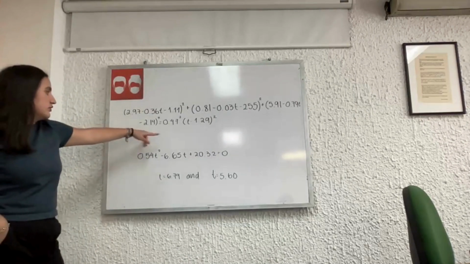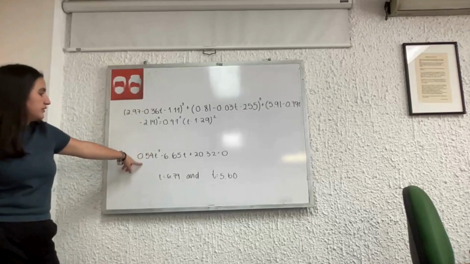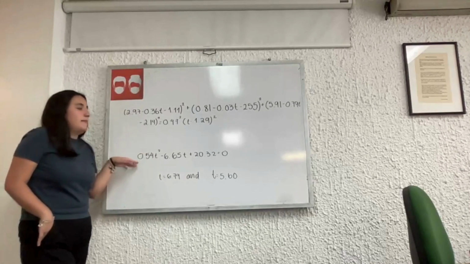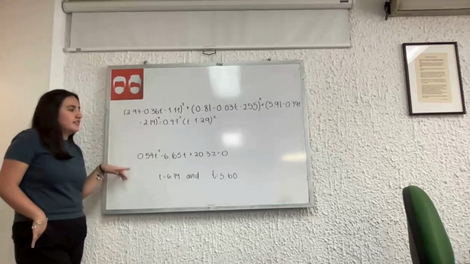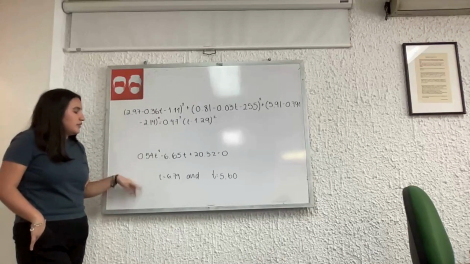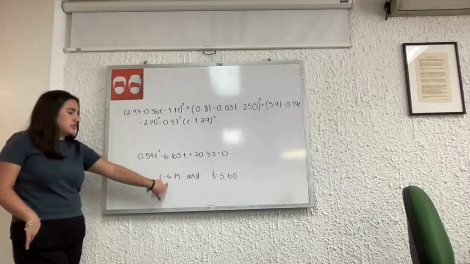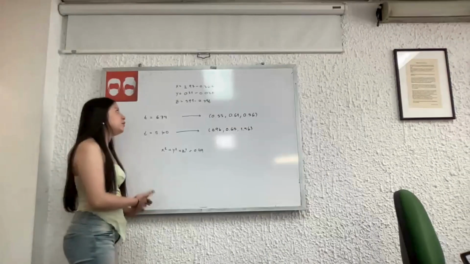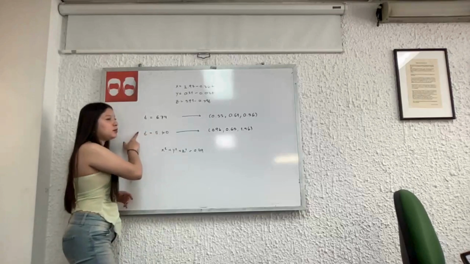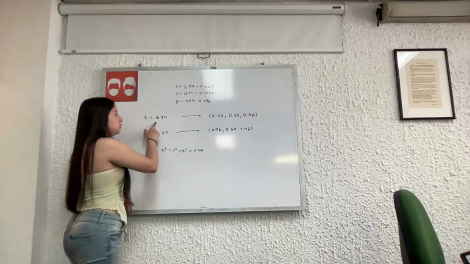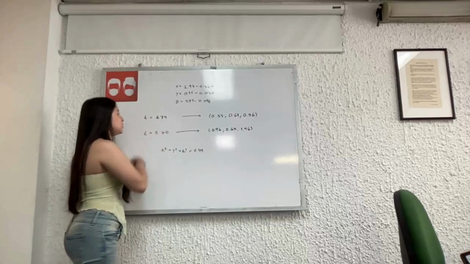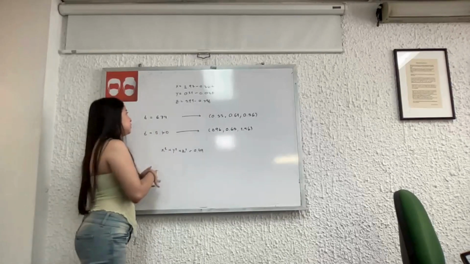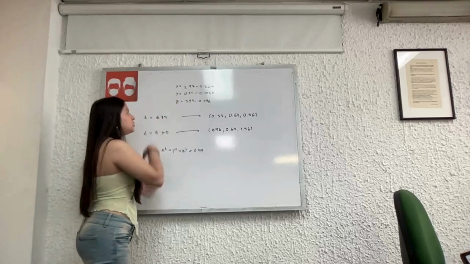And if we substitute this equation, we get 0.54t to the power of 2 minus 6.65t plus 20.32 is equal to 0. And we get these two solutions. T is equal to 6.74 and t is equal to 5.60. Now, with the new values we got from the last equation for t, we got exactly two solutions, which are 6.74 and 5.6.